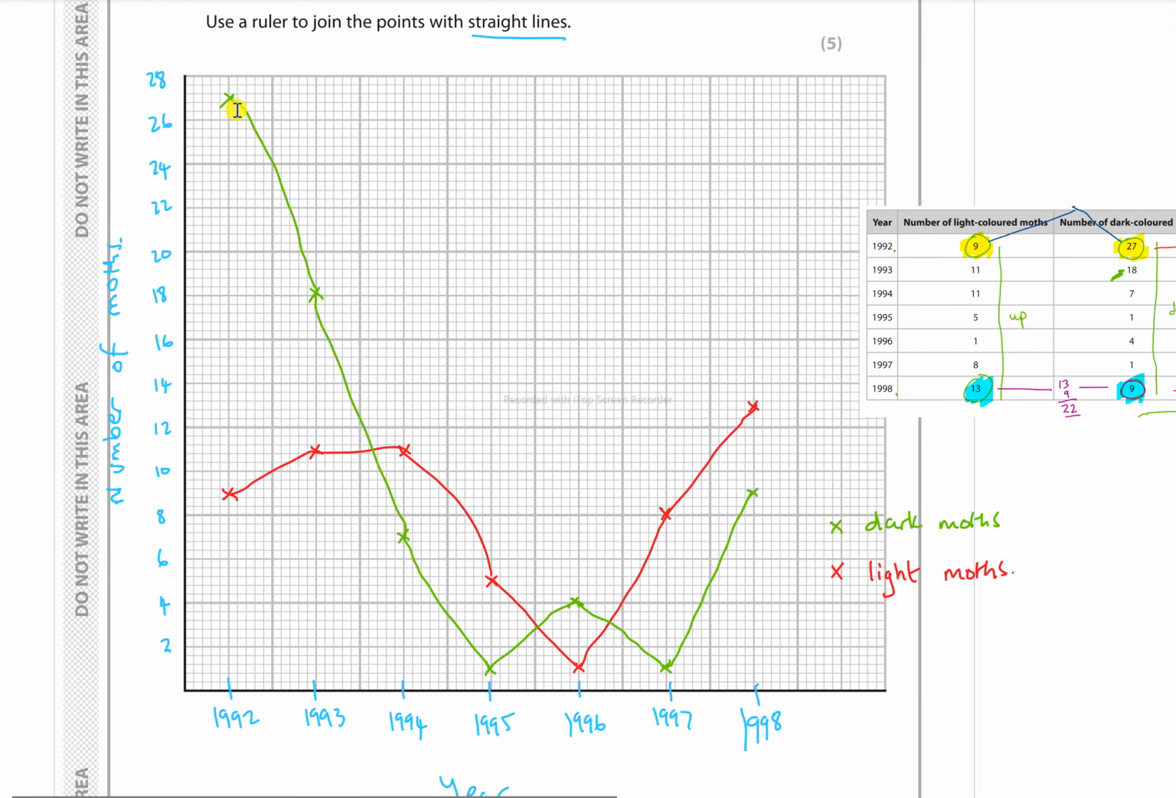Look, you can see the dark colored moths drop to 95, and then it finishes at 9. So there's overall 3 times a drop over the years. The light colored moths go up slightly, level out, and then they drop to 96 and then increase to 98. So overall there's a slight increase from 9 to 13, and we've got to show that.